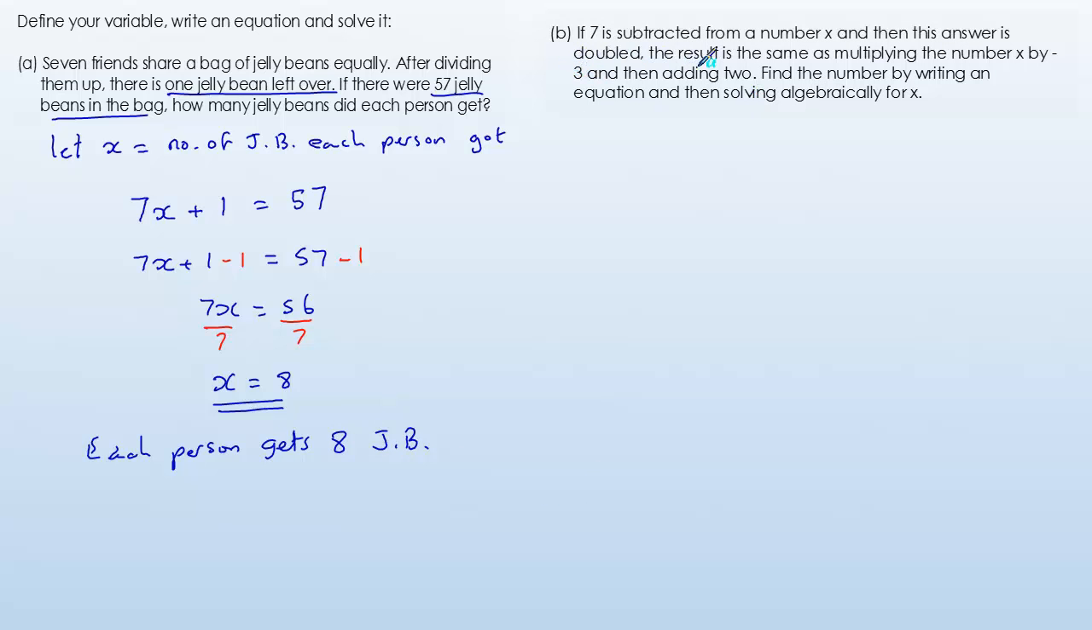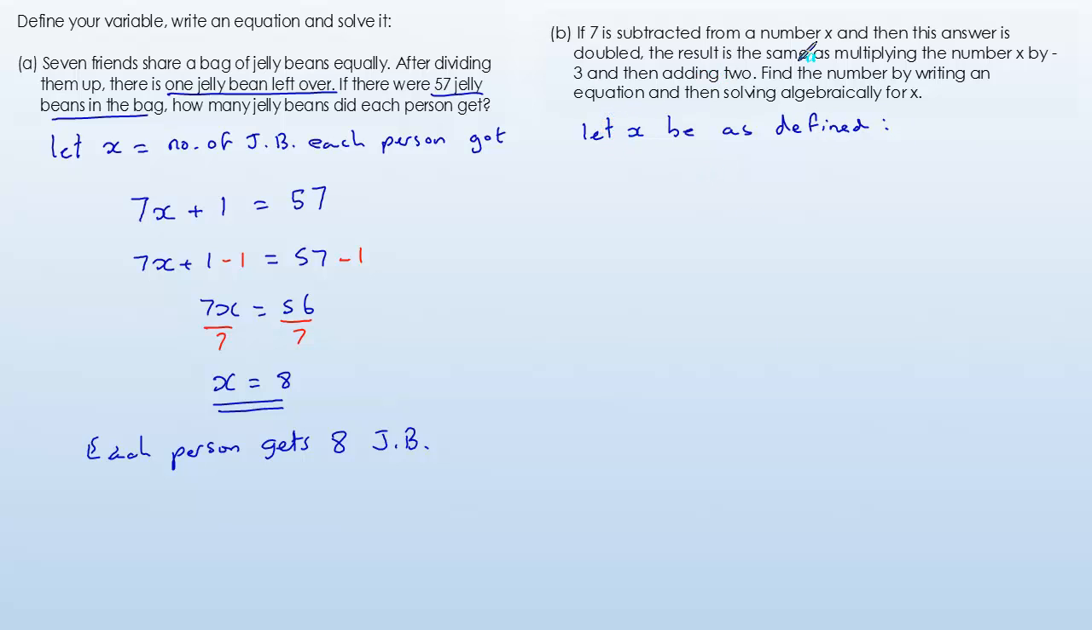If 7 is subtracted from a number x, and then this answer is doubled, the result is the same as multiplying the number x by 3, and then adding 2. Find the number by writing an equation and then solving algebraically for x. Well, in this case, they're really defining x for us. I'm going to say let x be as defined. But I think you'd get away with not doing that in this case.